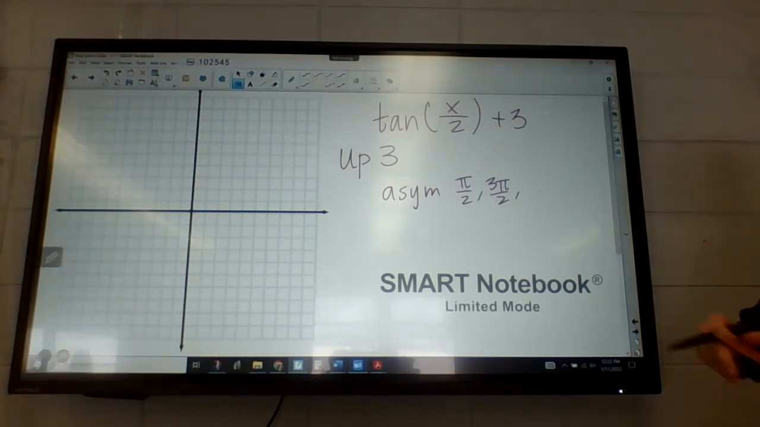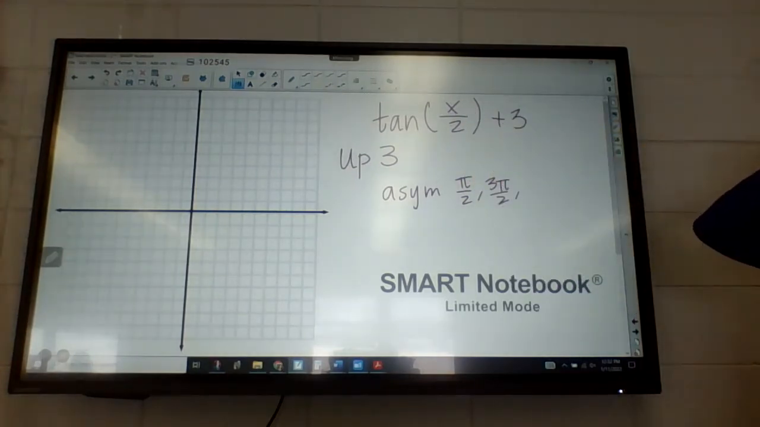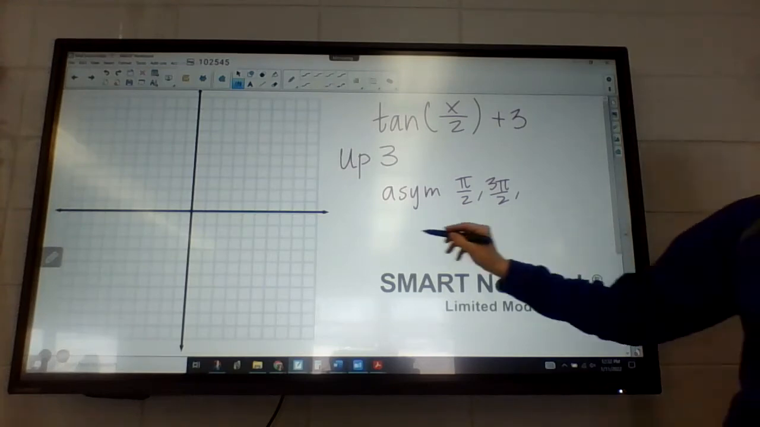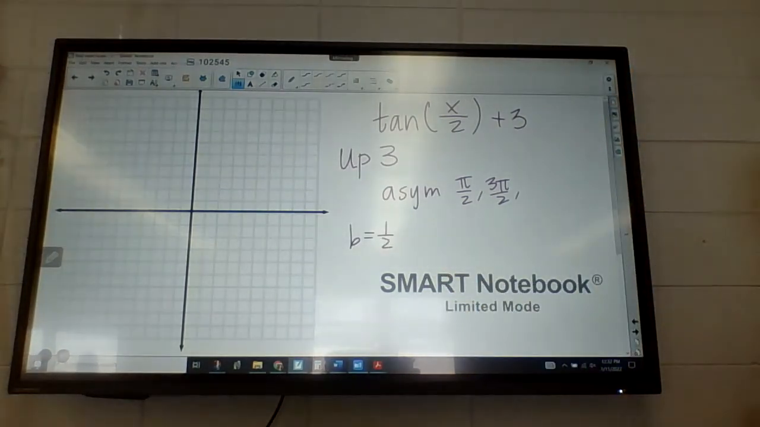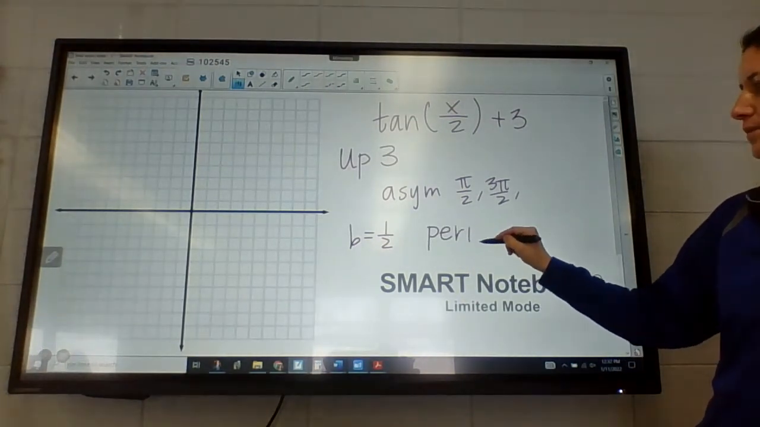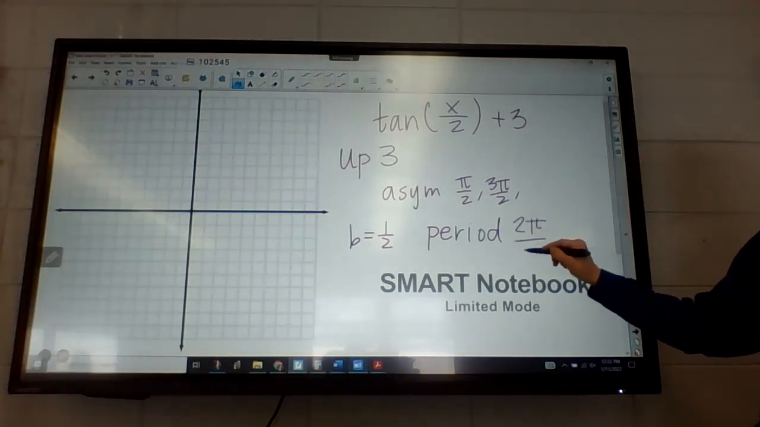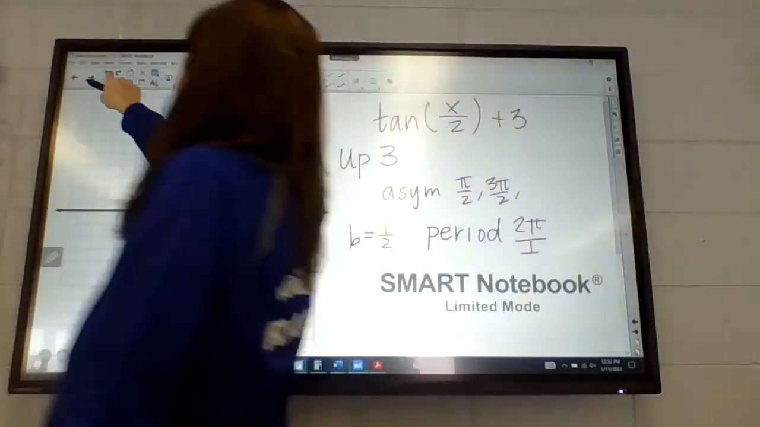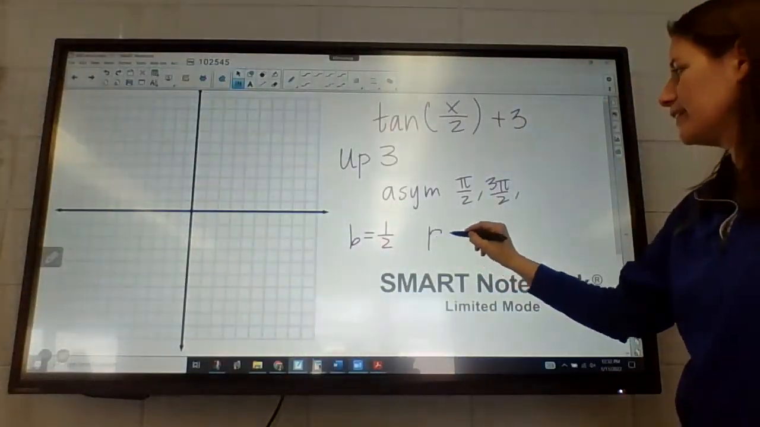However, you guys, we changed the period in this case. This x over 2, that b value is 1/2. So we have to change our period in this case. So it's 2 pi over 1/2. Not 2 pi, 1 pi. Yikes, I caught myself that time. That was good.